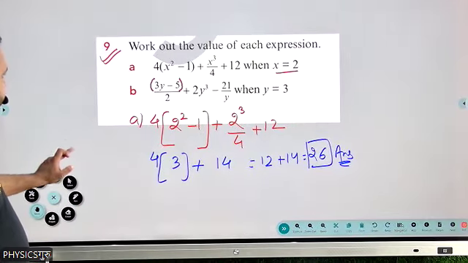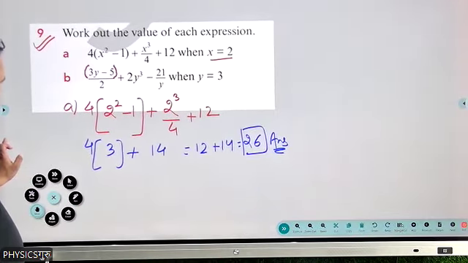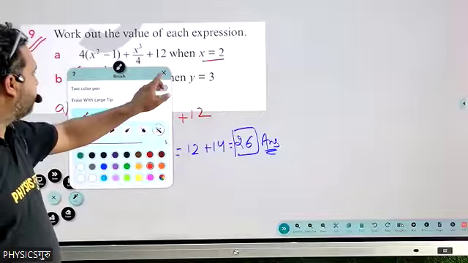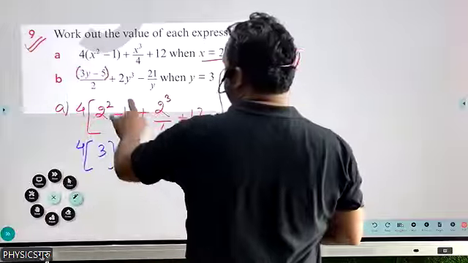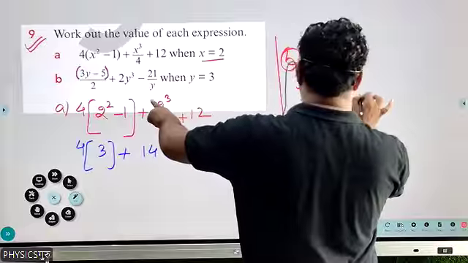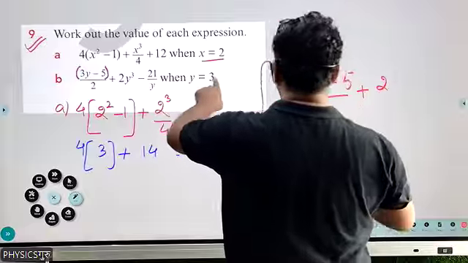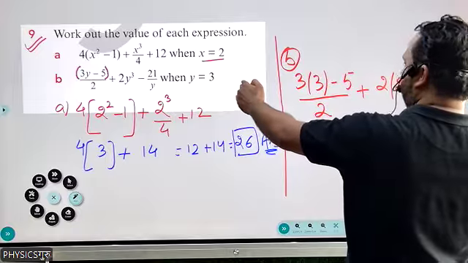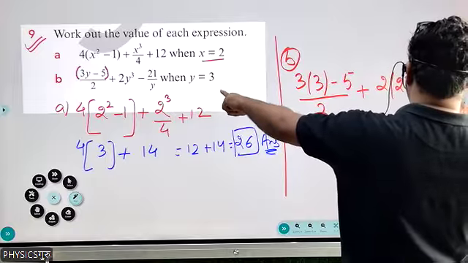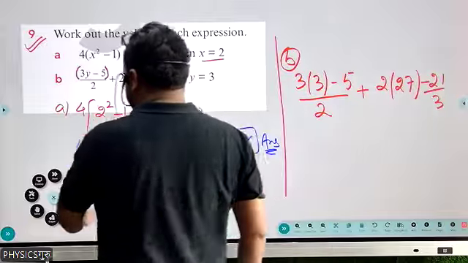Similarly, B. Now B is quite an interesting one. So it is (3y minus 5) over 2 plus 2 times y cubed minus 21 over y. So y cubed is what? 3 threes are 9, 9 threes are 27. Y is what? Y is 3.